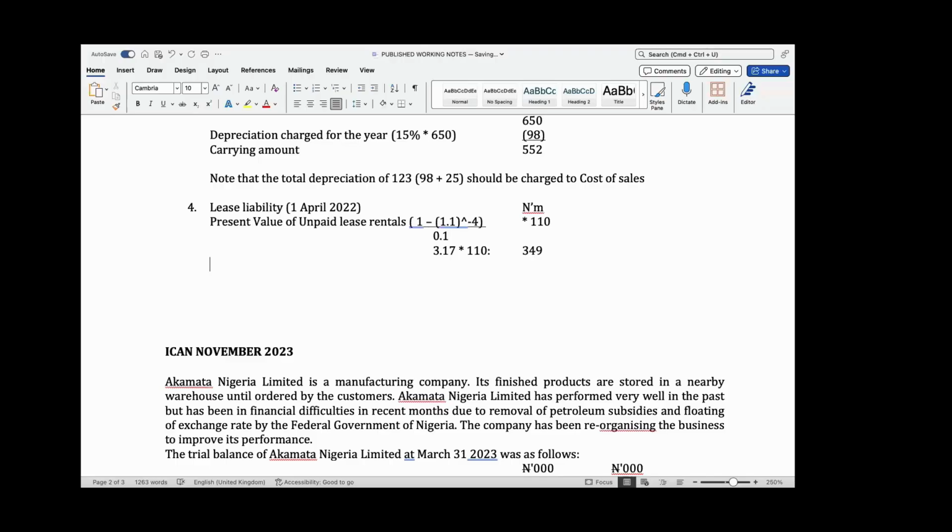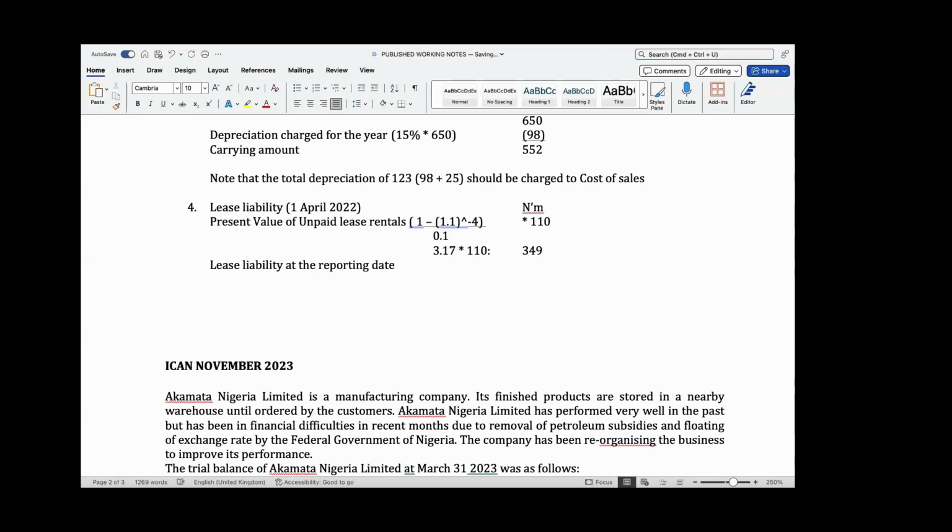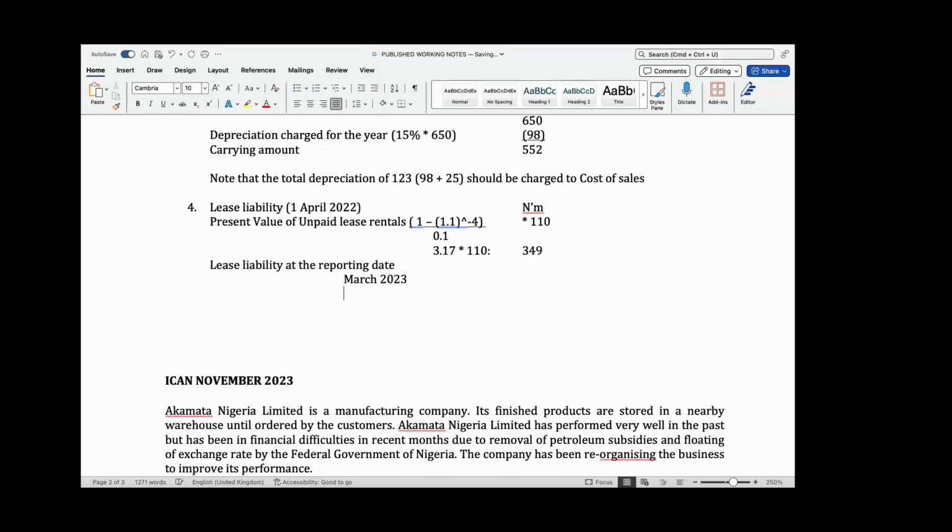However, I need to get my lease liability at the reporting date, the way I taught you, for March 2023, which is the end of the year.